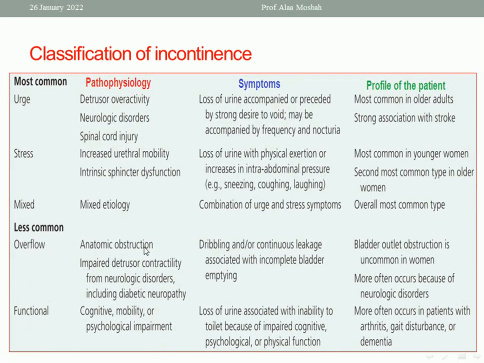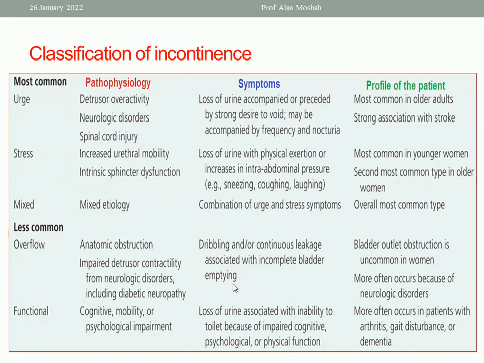Okay, so let us look at this table because it is important, which summarizes the classification of incontinence, the pathophysiology, the symptoms, and the profile of the patient. Let us start with the urge incontinence. What is the pathophysiology here? Detrusor overactivity, and there is neurologic disorder or spinal cord injury.